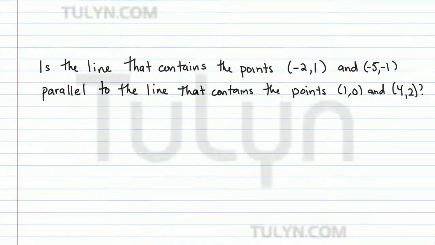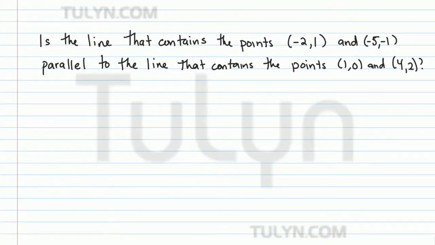So, for example, let's say I want to know whether the line that contains the points (-2, 1) and (-5, -1) is parallel to the line that contains the points (1, 0) and (4, 2). So what we need to do is find the slope of these two lines. So let's work with these 2 points first. We're going to call this line 1 just for reference.